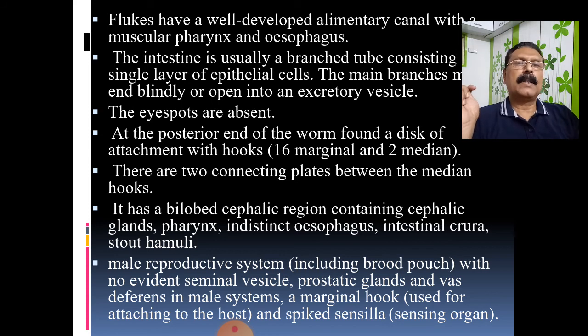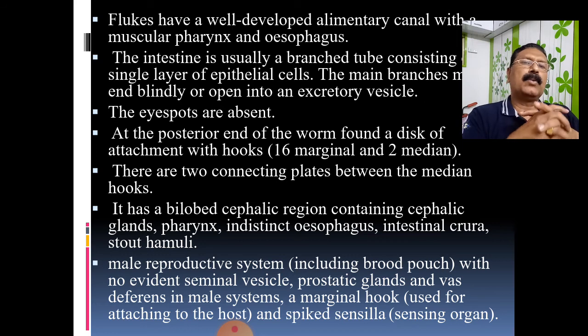So eye spots are not reported here, and the posterior end has a disc-like attachment, which has 16 marginal hooks and 2 median hooks, which we call anchors, and there are 2 connecting plates too, as I have just told, attached to the median hooks. It has a bilobed cephalic region containing cephalic glands, the pharynx, esophagus, and internal structure also, and a male reproductive system including a brood pouch-like structure with no evidence of a seminal vesicle.